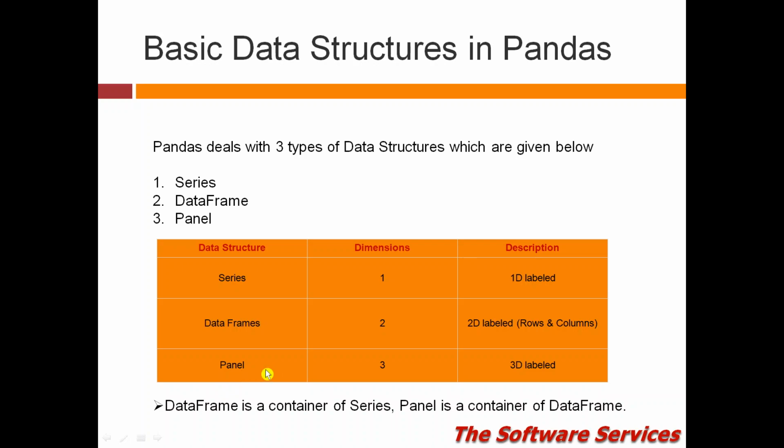Panel is another data structure of Pandas which has three dimensions, 3D labeled. All these three data structures are linked one to the other. We can visualize these three data structures as given below. Simple: the collection of series, one or more series, will make up data frames, and the collection of data frames makes up a panel.